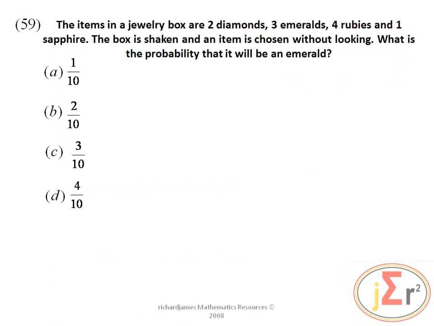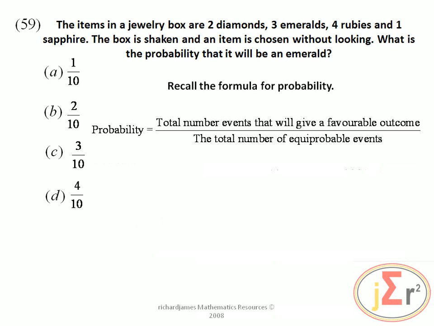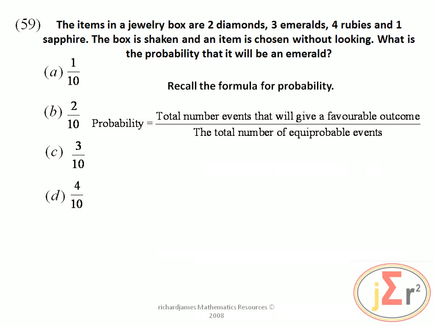The items in a jewelry box are 2 diamonds, 3 emeralds, 4 rubies, and 1 sapphire. The box is shaken and an item is chosen without looking. What is the probability that it will be an emerald? Recall the formula for probability.